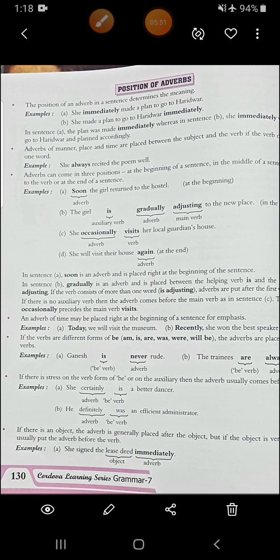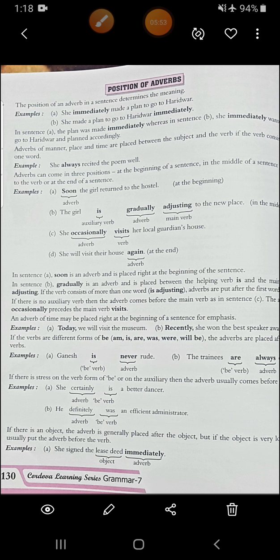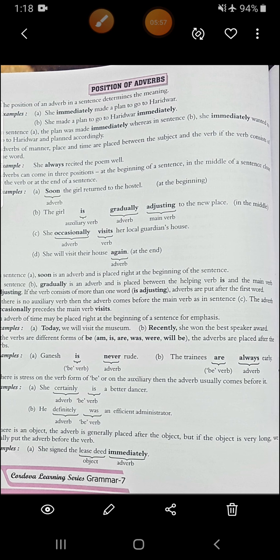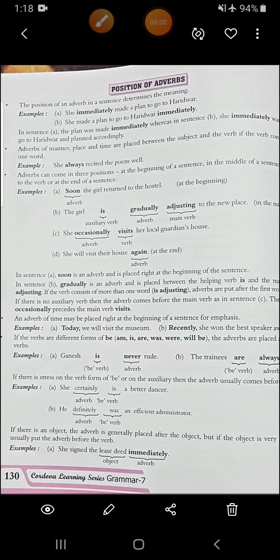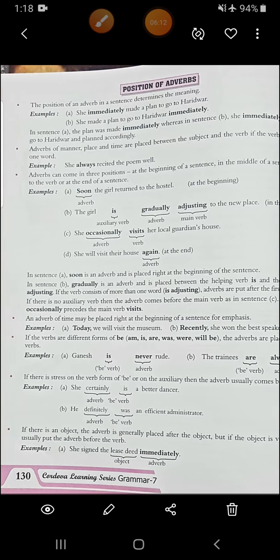Then the next point, if there is an object, the adverb is generally placed after the object, but if the object is very long, we usually put the adverb before the verb. See the object in this example, she signed the lease deed immediately. So this lease deed is the object. So after this we have kept the adverb immediately.